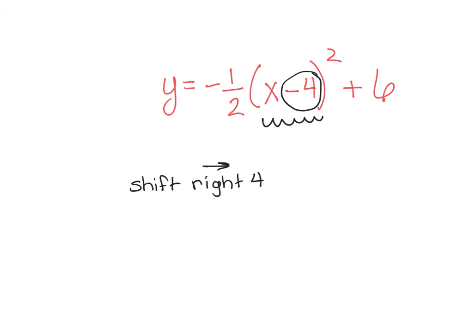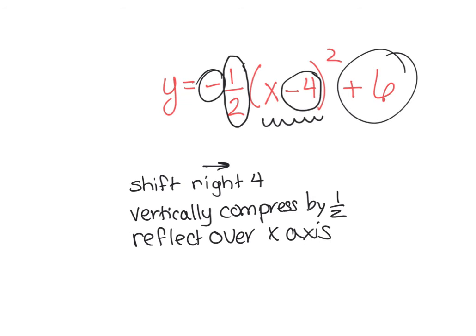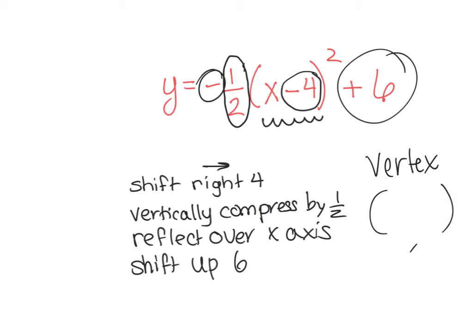Okay? Then I've got this 1/2 dude over here. So I'm going to vertically compress by 1/2. I've got this negative in the front. I'm going to reflect over the x-axis. And then I've got this +6 on the end. That is going to shift up 6 spaces.